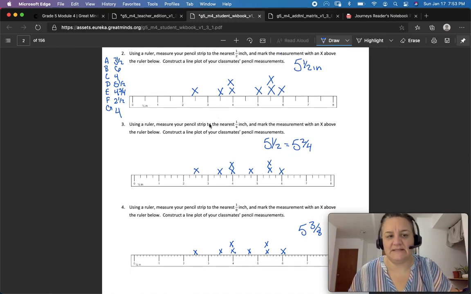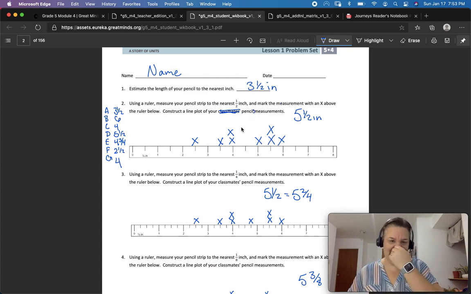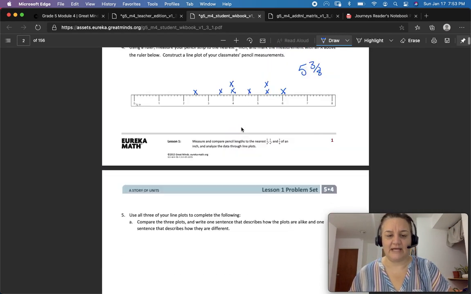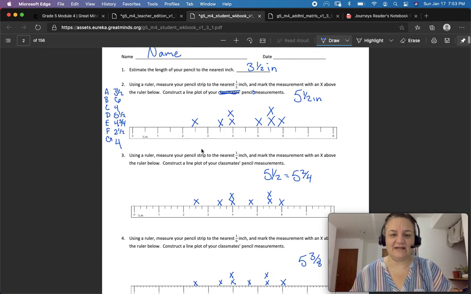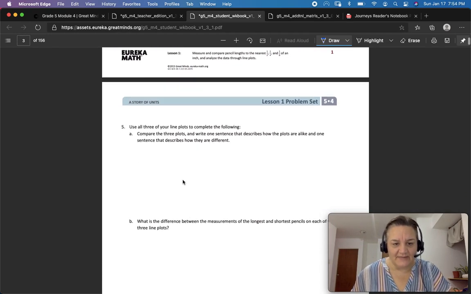Okay, let's change this here. So using a ruler, measure your pencil strip to the nearest 1/2 inch and mark the measurement with an X above the ruler. Construct a line plot of your classmates' pencil measurements. So we're going to erase that. And I want you to find all of the pencils in your house. I'm putting S for plural. Okay? So desk drawers, mom's desk drawer, ask your mom, ask your dad. Okay, find all of the pencils in your house and create a line plot. Now, use all 3 line plots to compare.